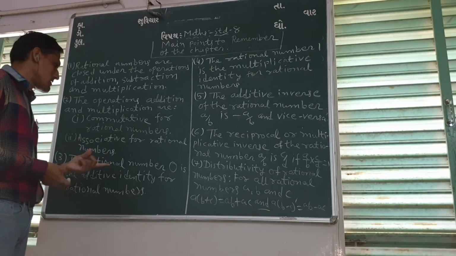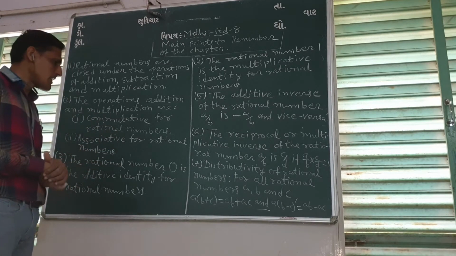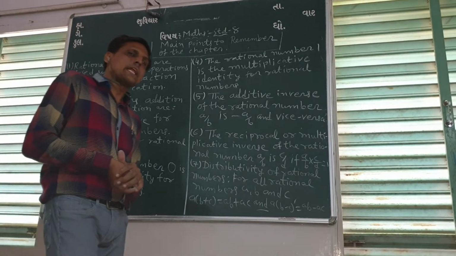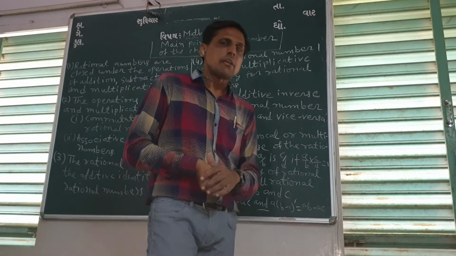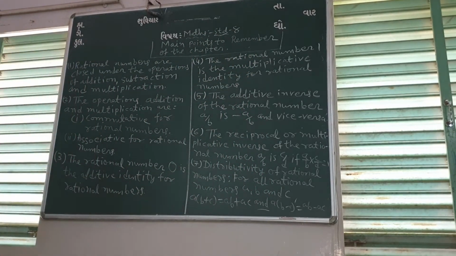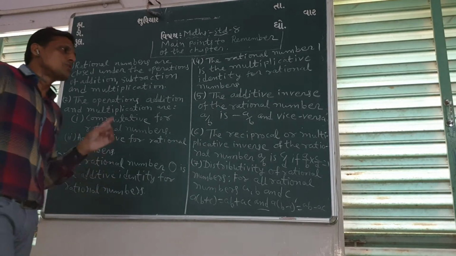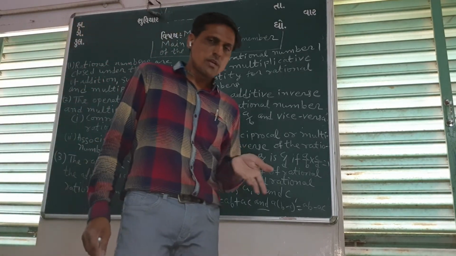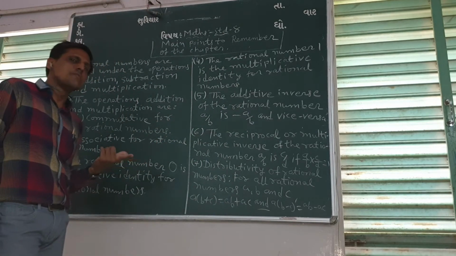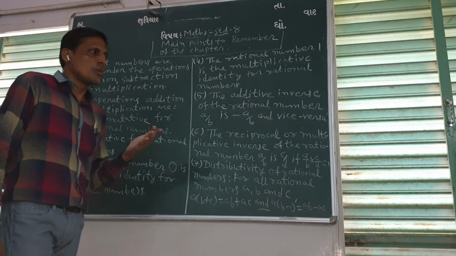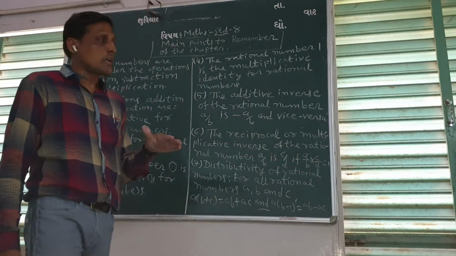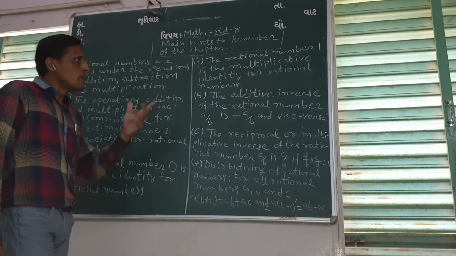Okay, the rational number 0 is the additive identity for rational numbers. What is the meaning of additive identity? 0 is called additive identity because we can add 0 to any number in any order. If we do 2 plus 0 or 0 plus 2, the answer will be 2. So 0 has no effect on 2. So 0 is called additive identity, because 0 has no effect in addition or subtraction.